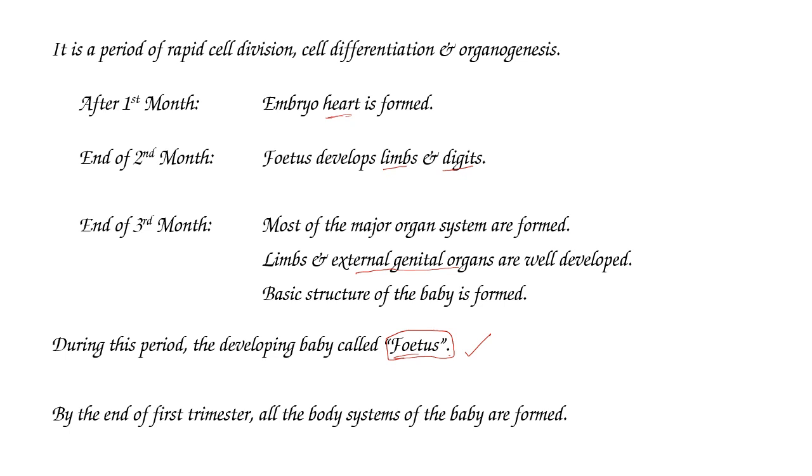By the end of the first trimester, all body systems of the baby are formed. All body systems: digestive, respiratory, nervous, circulatory, reproductive, endocrine gland system, all systems of the body are formed at the end of the first trimester. Means at the third month of pregnancy, the embryo has a basic form with all body systems. Hence, from the third month of pregnancy, the embryo is considered as a fetus.